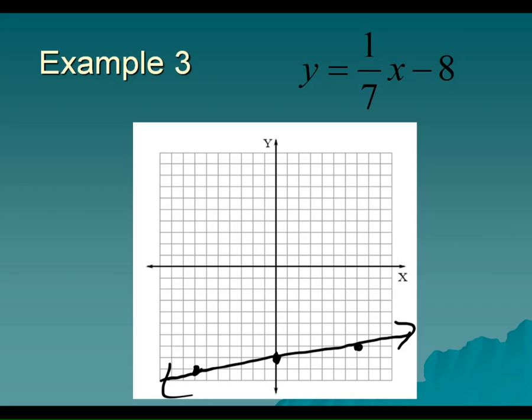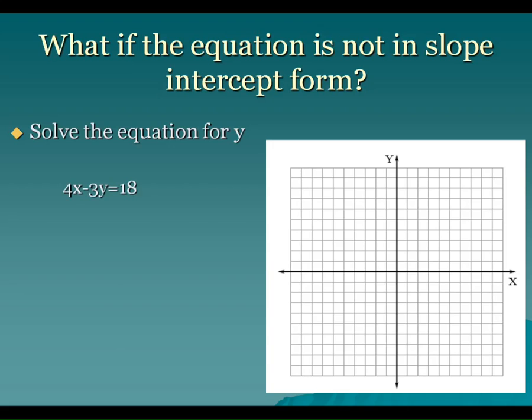Pretty straightforward, right? Not too terribly difficult. I'm looking at the y-intercept and the slope. Now, what if it's not in slope-intercept form? Like, for example, what if I told you to graph this equation? What do you think we would probably do?